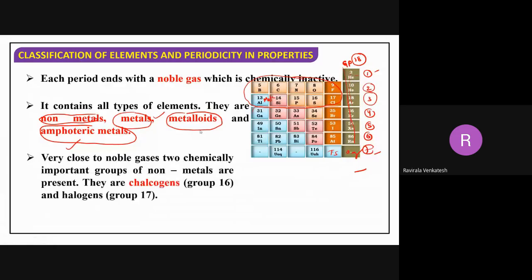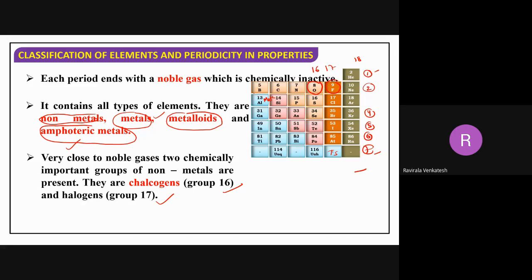They are very close to noble gases. Two chemically important groups are there. The non-metals present are called chalcogens and halogens. If you observe, whichever group elements are near to these noble gases are this group and this group, that means the 16th group and the 17th group. Generally the 16th group is called chalcogens, and the 17th group is called halogens.